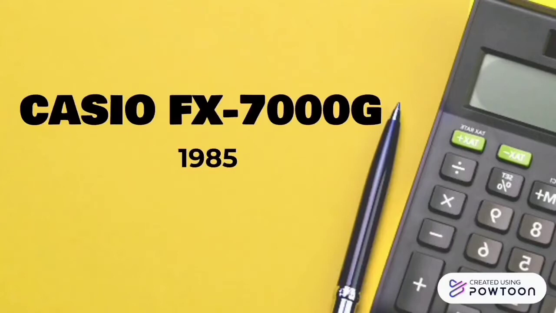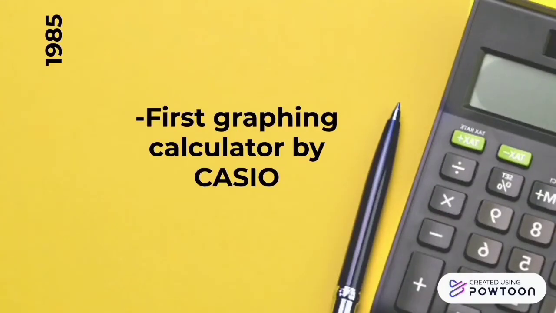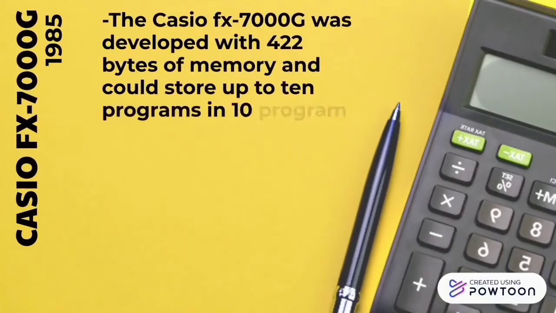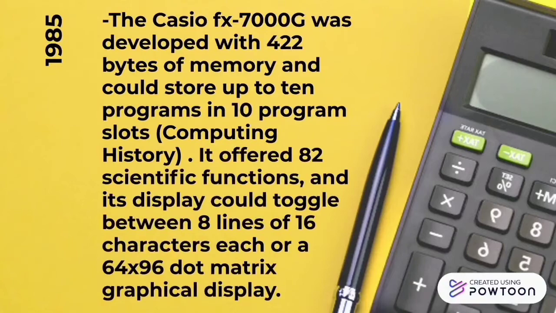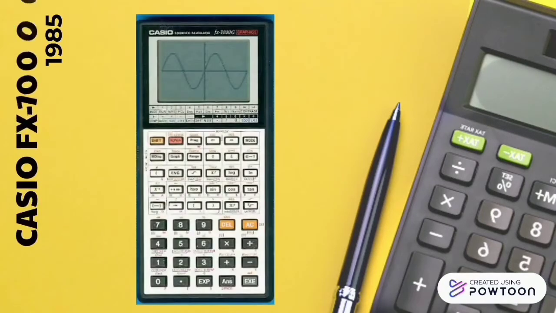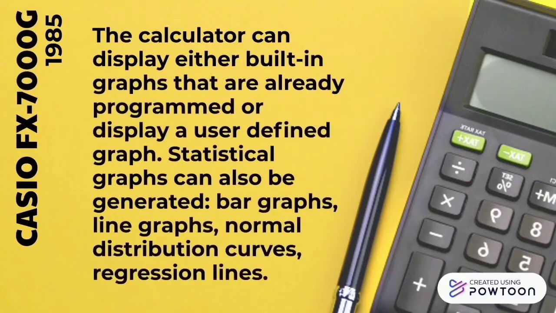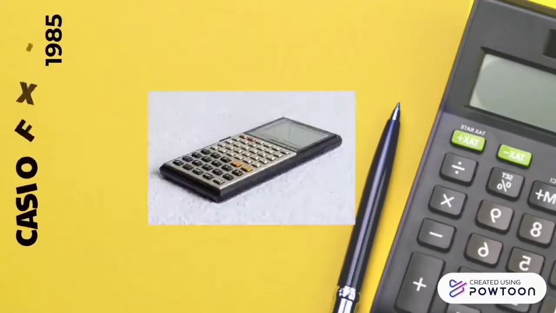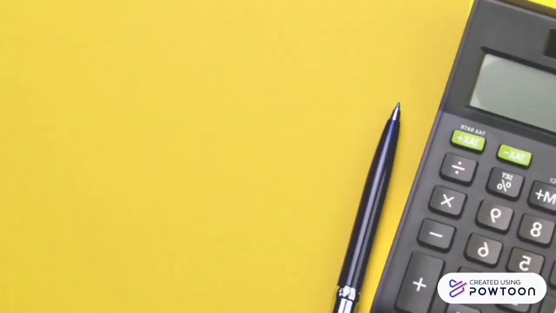In 1985, the Casio FX-7000G was the first graphing calculator developed, one of the several programmable calculators which were introduced in the early 80s. It offered 82 scientific functions, and its display could toggle between 8 lines of 16 characters each, or a 64 by 96 dot matrix graphical display. The calculator can display either built-in graphs that are already programmed or display a user-defined graph. The user also has the option to rewrite any of the previously programmed graphs.